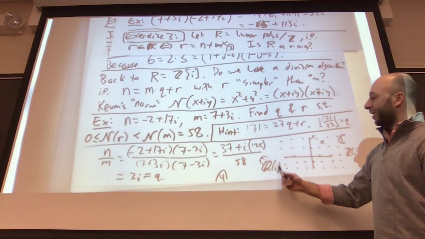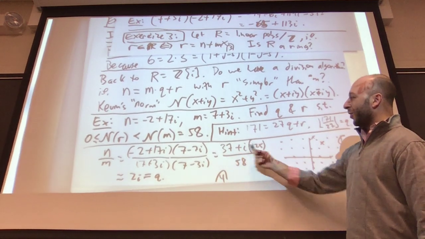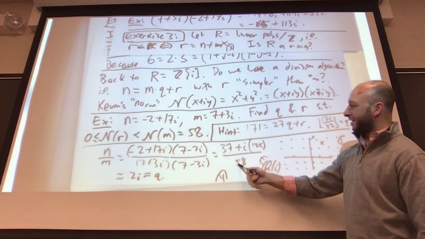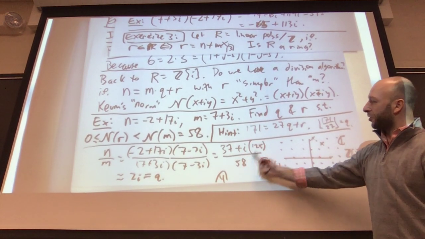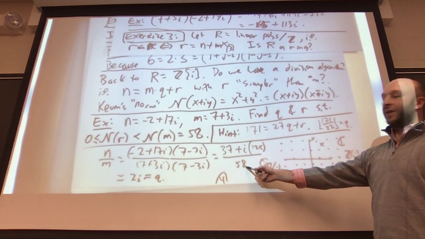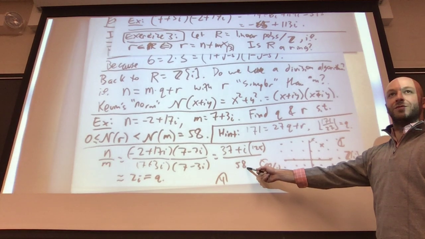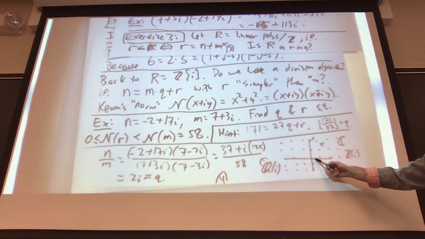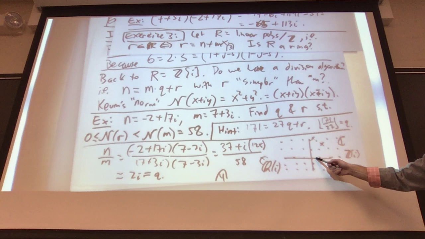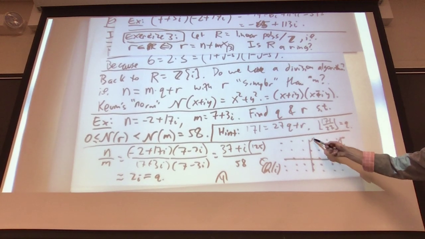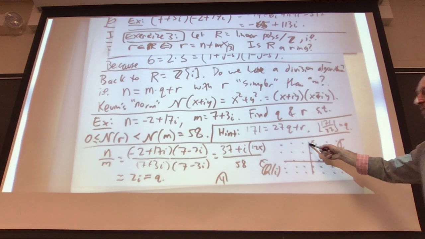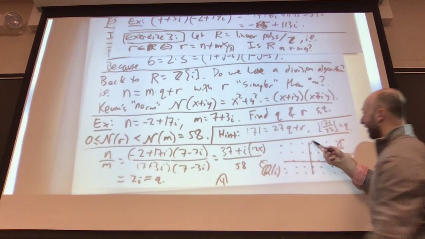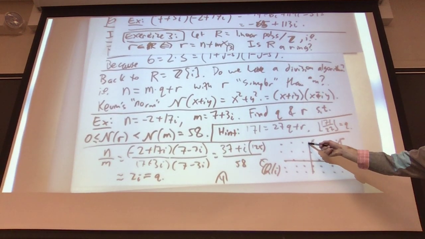So by the same token, I'll take this number, which is between 0 and 1. And this is 125/58ths, which is a little bit more than 2 and change. So that's between 0 and 1 in the x variable, and between 2 and 3 in the y variable, so it's somewhere here. And then I chose who's nearby this point that's a Gaussian integer.